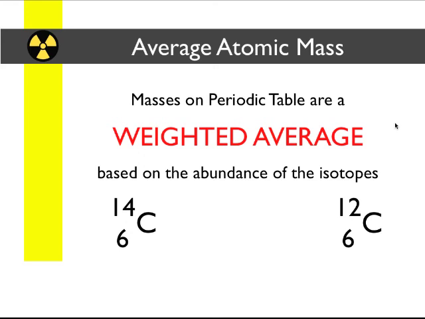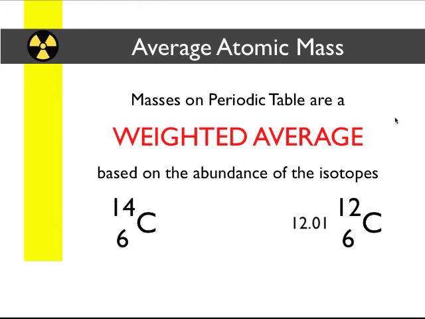If you look on the periodic table, though, carbon has a weighted average of 12.01. So its average atomic mass is 12.01. That means it's closer to 12, right? So there's more carbon-12 than there is carbon-14 in the universe. There's a lot more. Almost 99% of it seems to be carbon-12 to get the average close to 12.